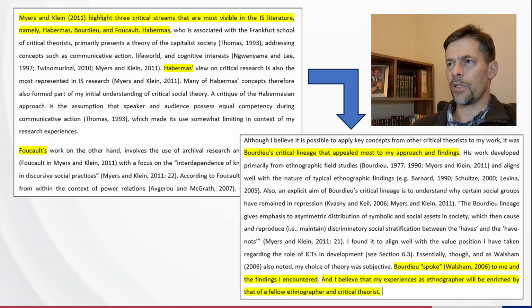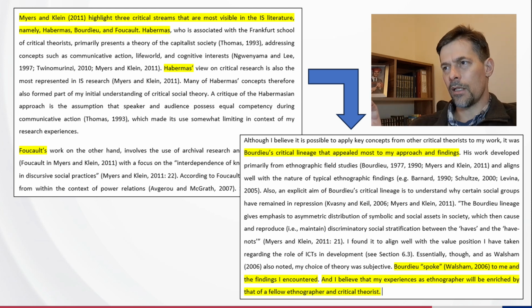So I'm just going to give 2 examples from my own thesis of how some of these principles have been implemented in the text. In this example, I looked at 3 possible critical streams, because I'm a critical theorist and I was interested in using a particular critical theory for my study. But at that point, I really grappled with which theory I should use and how I should get to know this theory. So I found a paper by Myers and Klein in one of the top journals, who said that there are 3 critical streams most visible in information systems literature, which is the discipline I come from. In that paper, which is highly recognized in the field, the authors identified three theorists.